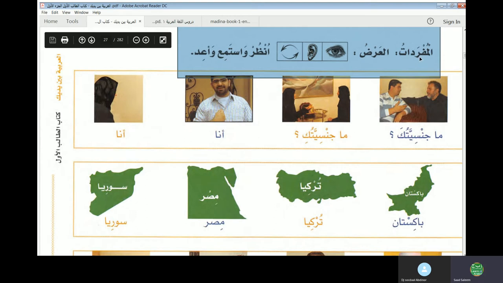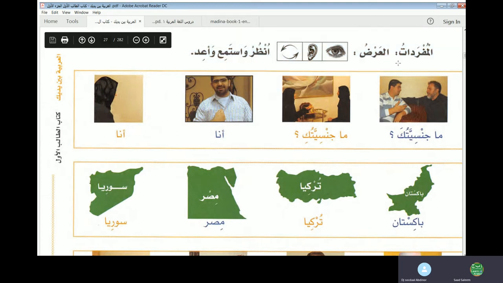What is this? Al-mufradat means vocabulary. Al-mufradat al-arD means vocabulary presentation. Unzur, ustami wa a'id means look, listen, and repeat.